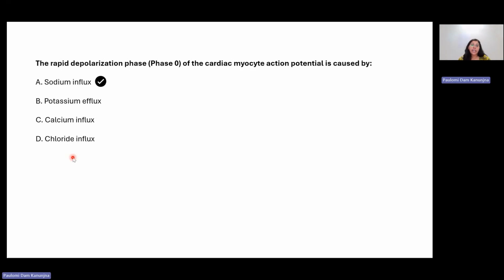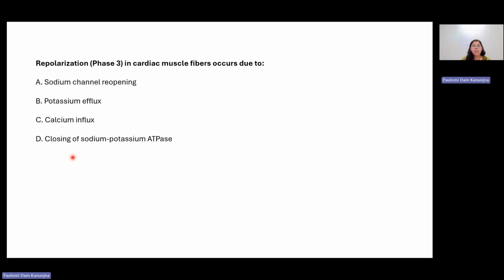But can you remember which phase of your conduction cycle, or probably the ECG graph, this phase 0 is referring to? The beginning of the QRS complex, right? The beginning of ventricular depolarization, right? Similarly, repolarization, which is phase 3 in cardiac muscle fibers, occurs due to what?